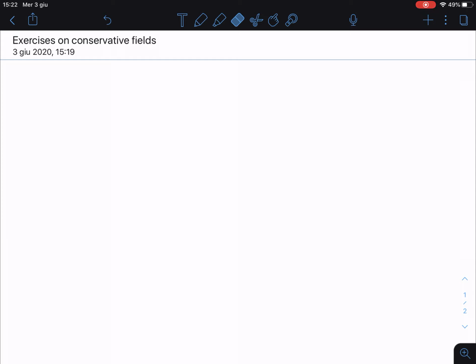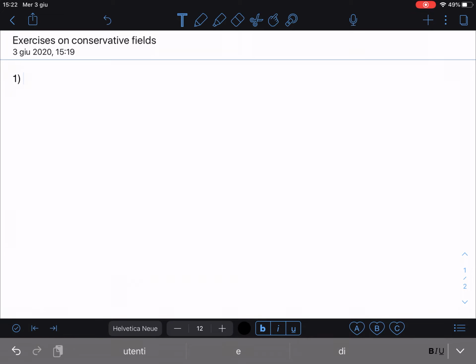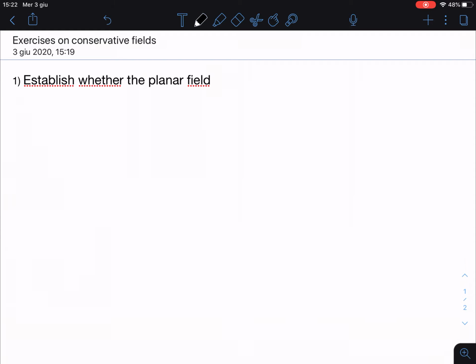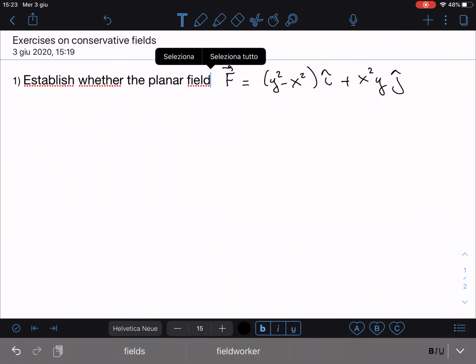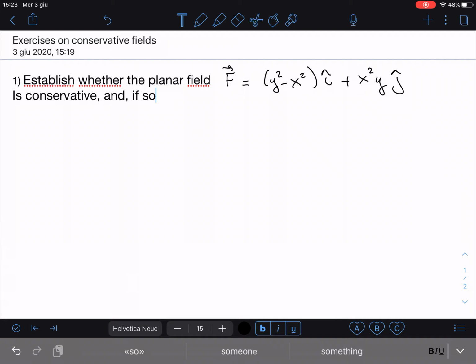And so first of all, let us go for the first exercise, which says: establish whether the planar field F equal to (y squared minus x squared) i plus x squared y times the unit vector j is conservative, and if so, find a potential.